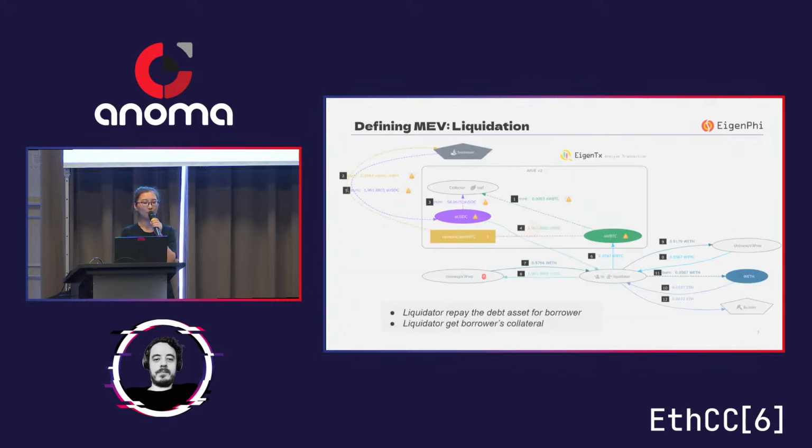Here is what a liquidation transaction looks like. The liquidator repays the borrower's debt assets, and in return gets the borrower's collateral assets at a better price. So here are the 3 MEV types that we have identified.